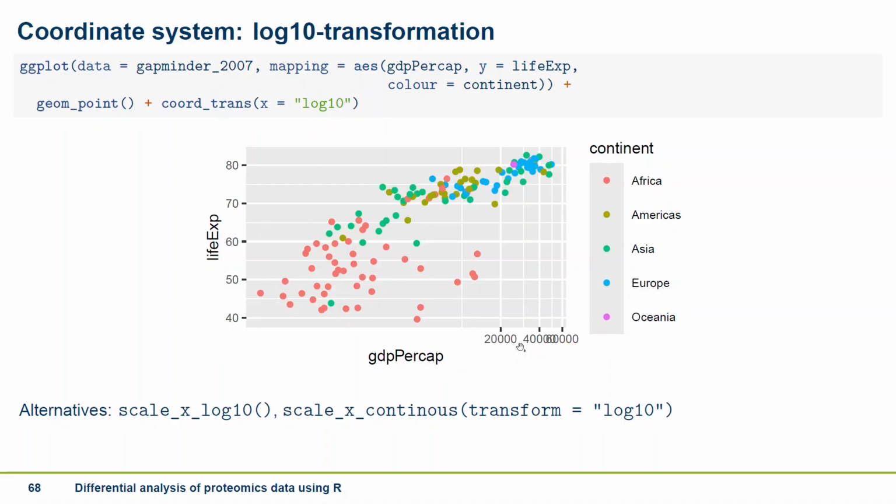And then you see that a log10 transformation is applied, meaning you can now see more clearly countries with a lower GDP. And you see that also the grid changes. So it's basically now a log scale here on the axis and on the grid. There are some alternatives, so using the scale_x_log10 function or the scale_x_continuous function with a transform equal to log10, and we will see in the exercises what kind of effect this has on the plots.